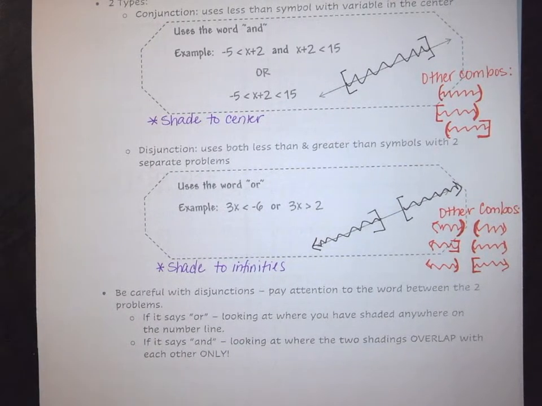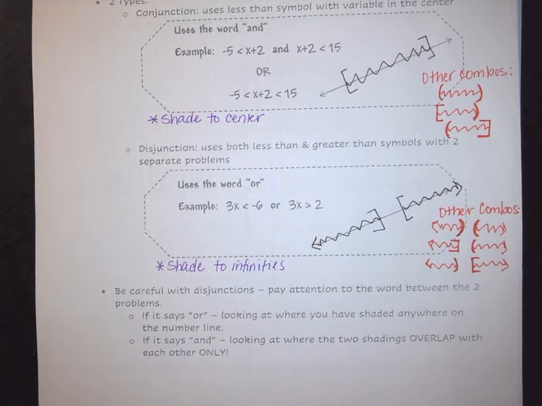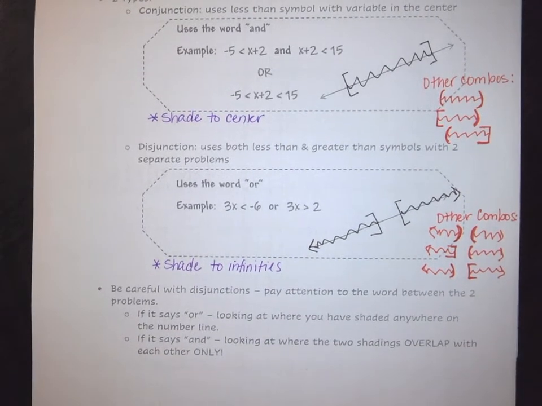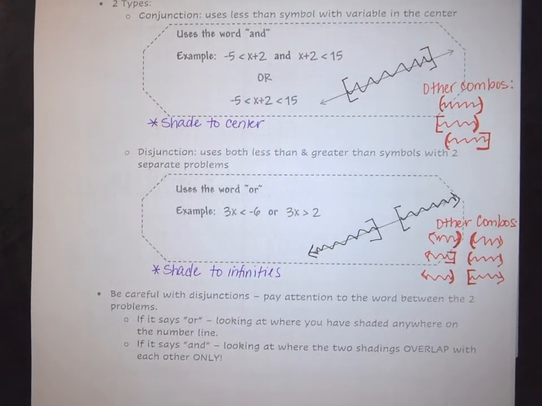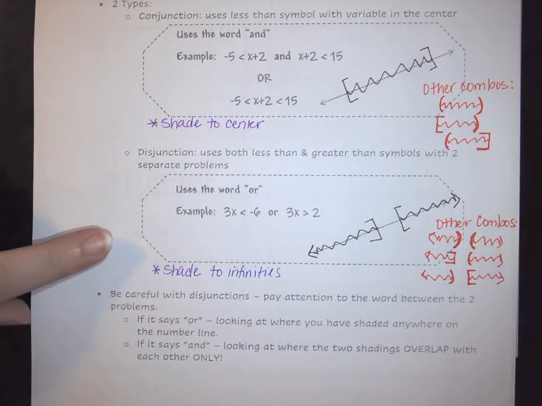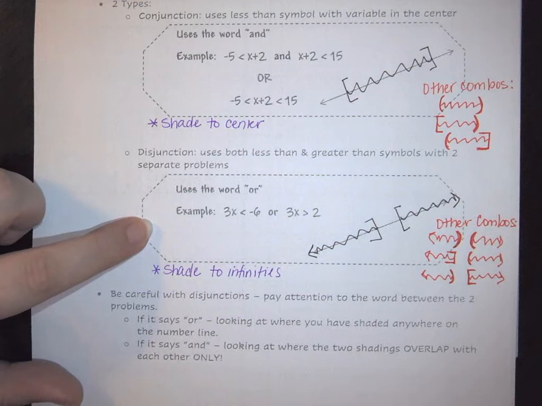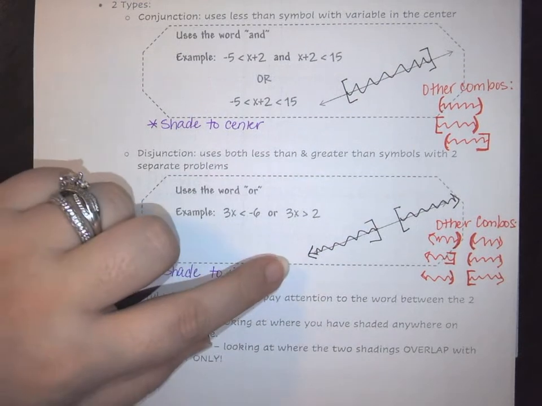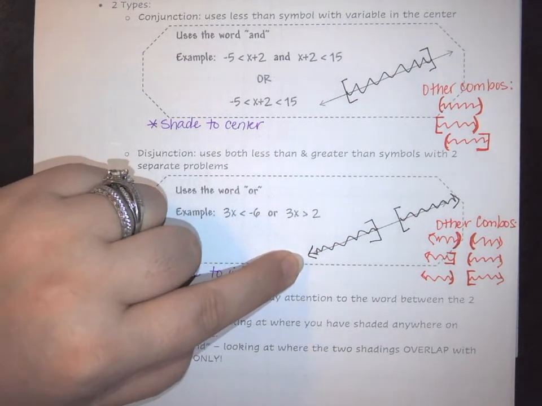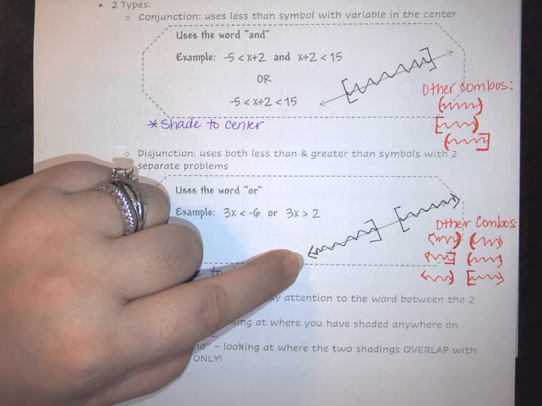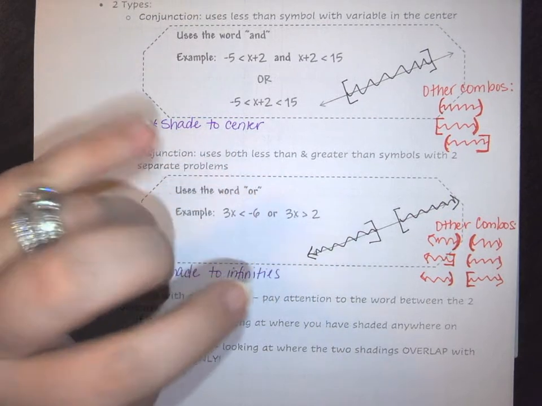The other type that we have is called a disjunction. Disjunction uses the word or and has inequality symbols that face the opposite directions. For your disjunctions, you'll be shading towards what are called your infinities. If you look at this example here, you'll see that it kind of looks like the wings of a bird or the oars of a boat.